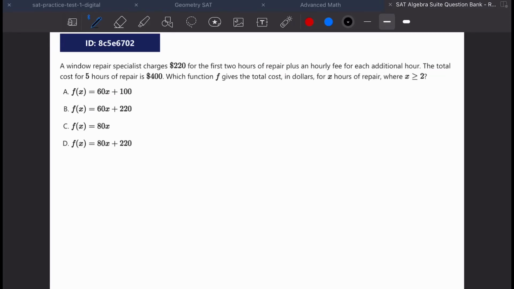Hello everyone. Today I'm going to solve 5 difficult questions of algebra section in SAT Math. So heading on to the first question.